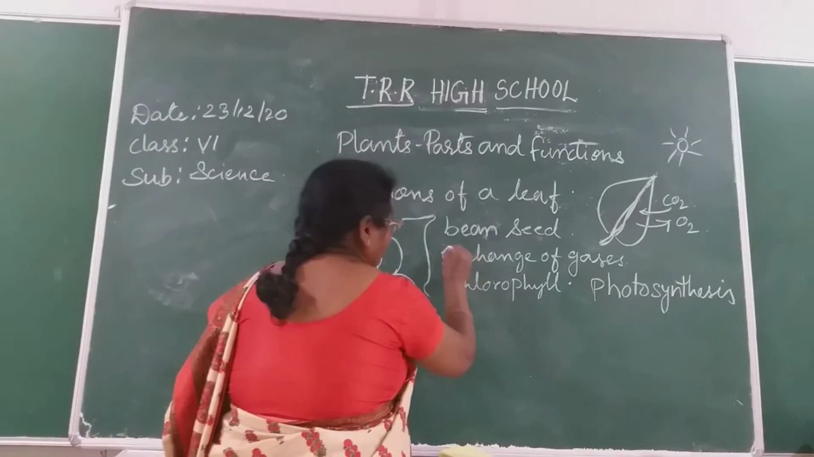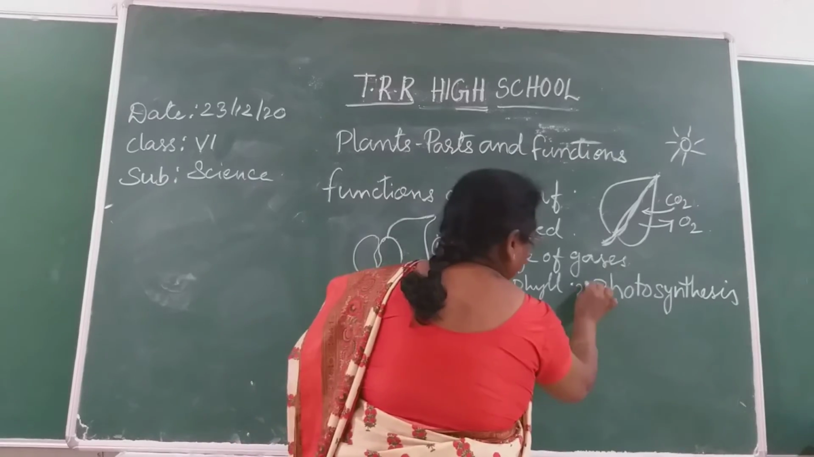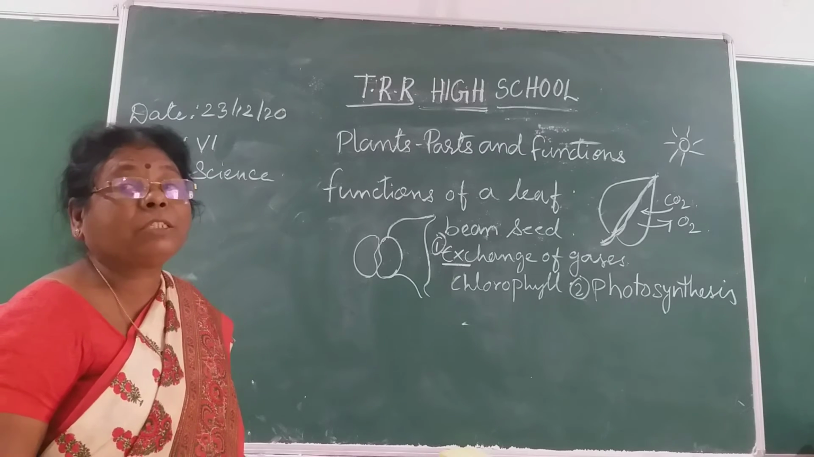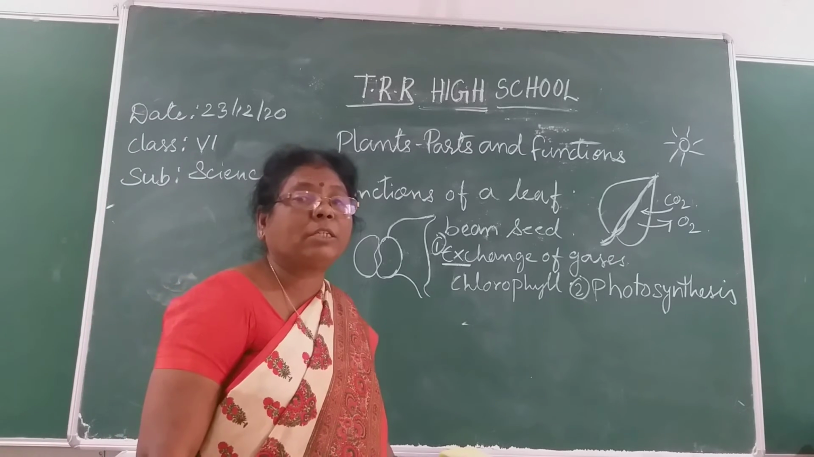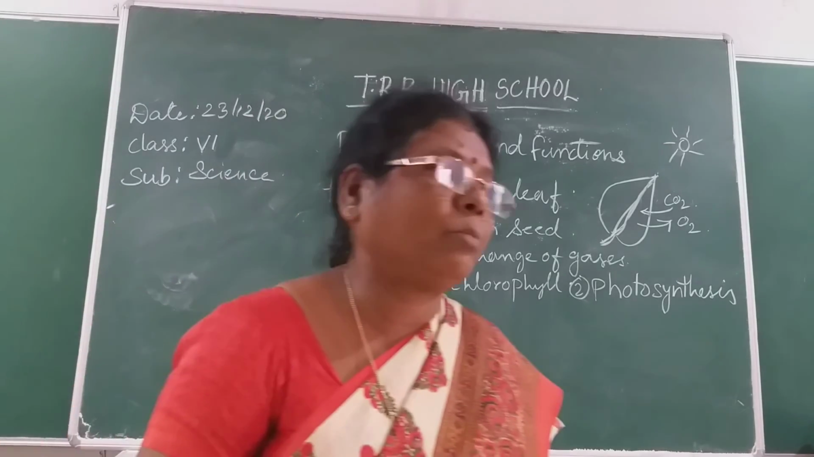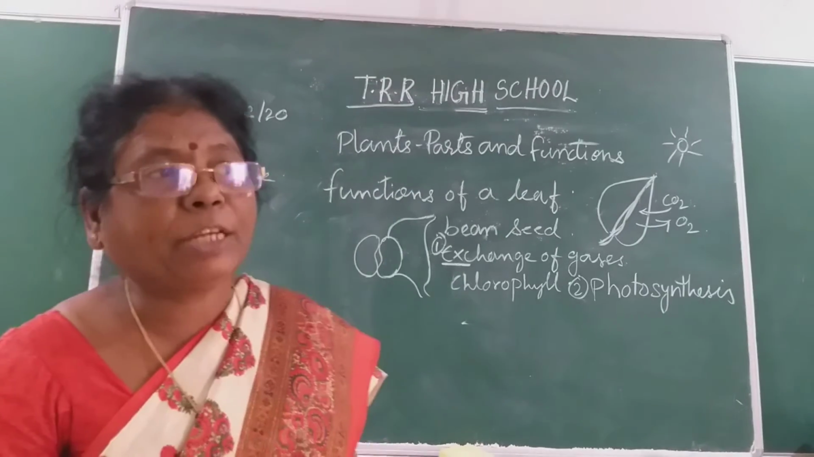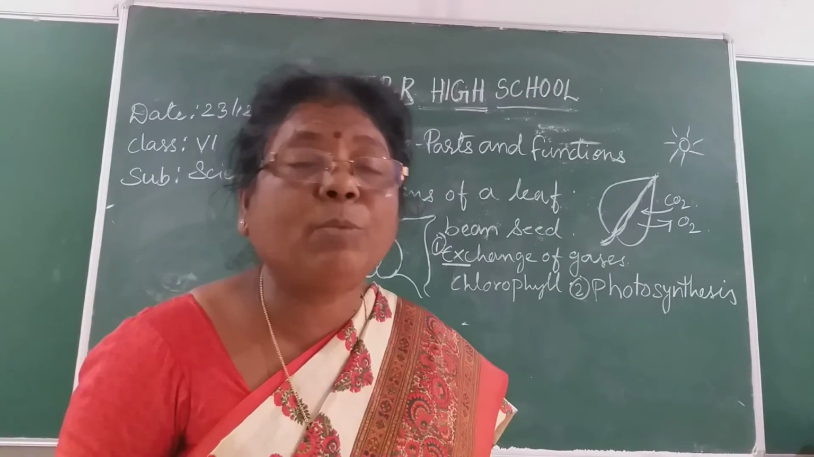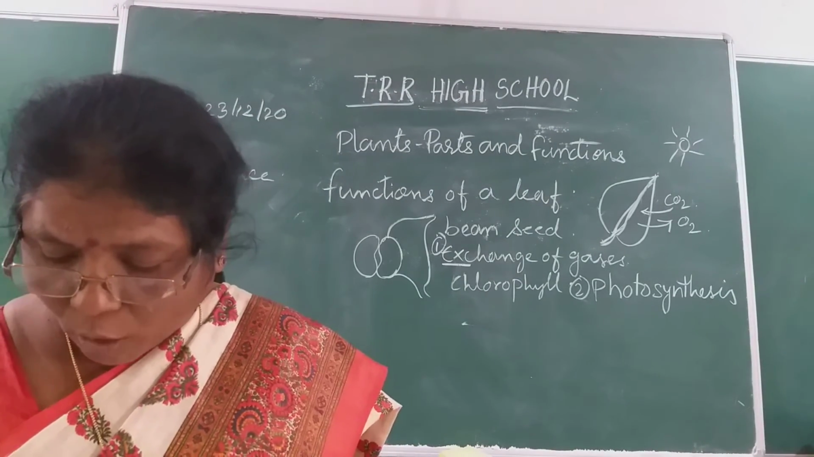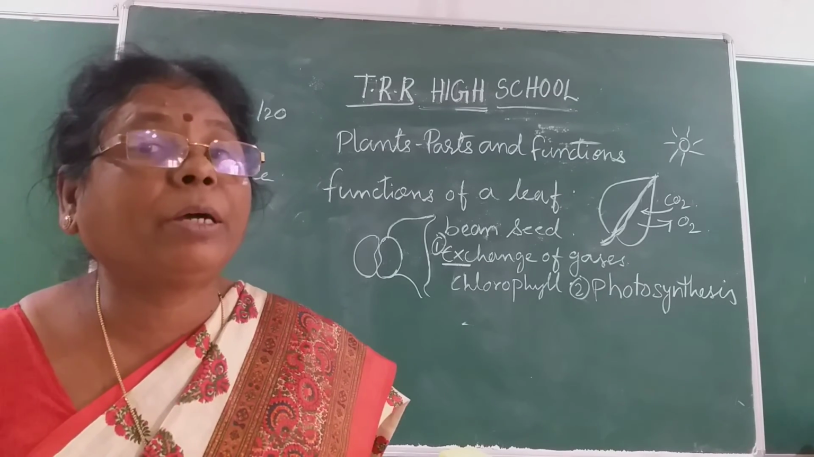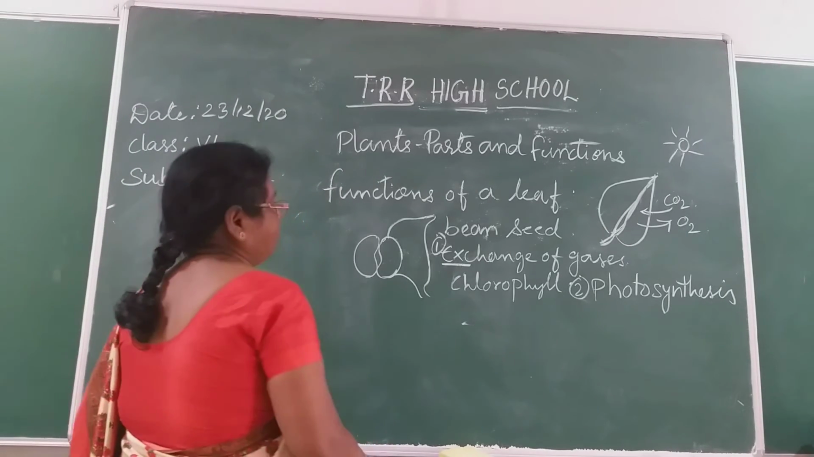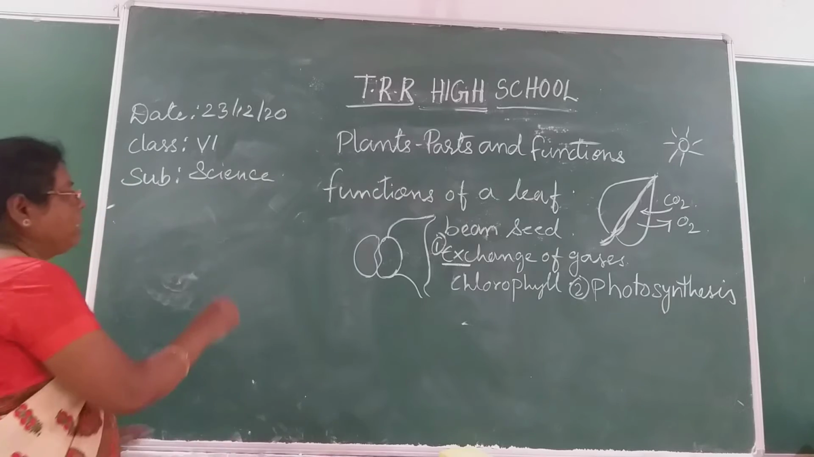Exchange of gases, photosynthesis, and transpiration also take place through the leaves. Transpiration means removal of excess water from different parts of the plant body. That is through the leaf. The excess water will be removed. What do you call this process? Transpiration. The water is released in the form of vapor. Now here we will see how transpiration takes place.